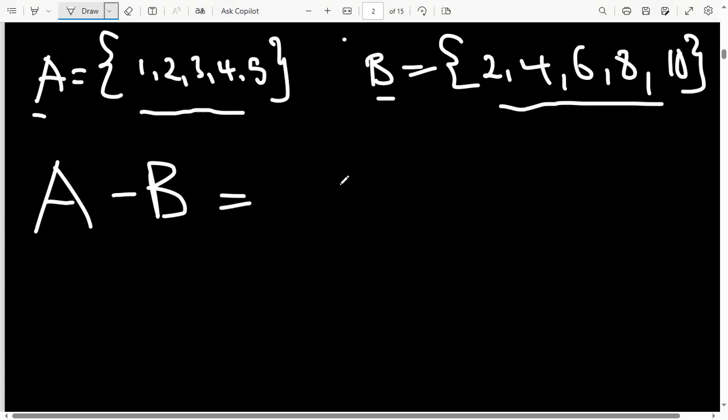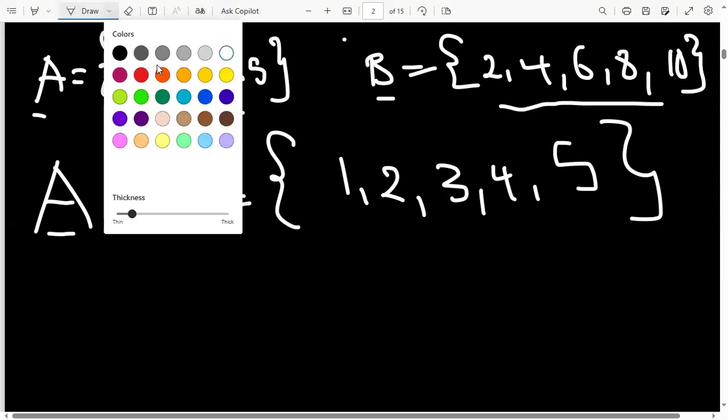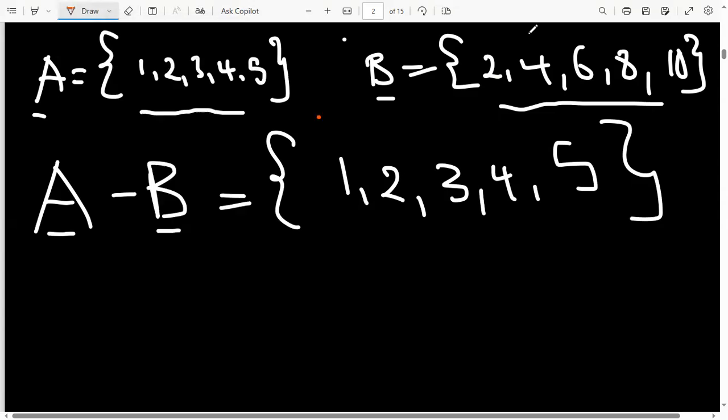Let me write this set A: 1, 2, 3, 4, and then 5. This is my set A. So in this set A, I'm saying A minus B. So in this set A, I'm going to remove all the elements that I can see in this set B. That's what it means to be A minus B. So I'm going to use red here to cancel out the elements that I can see both in this set and in this set.